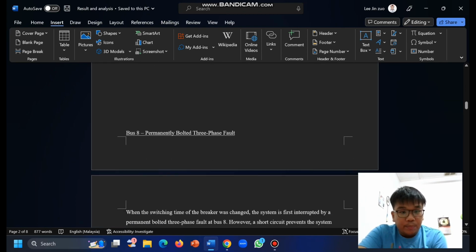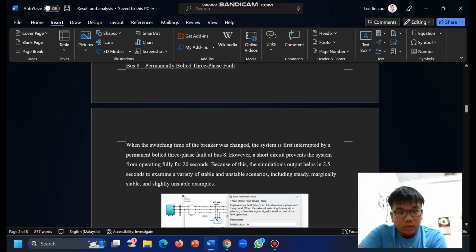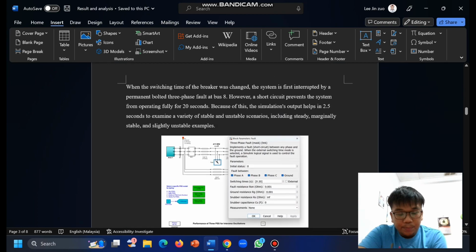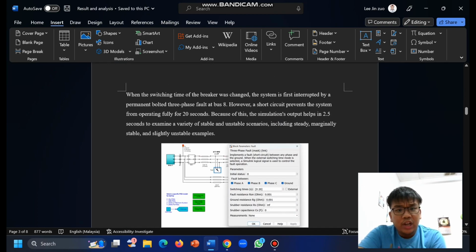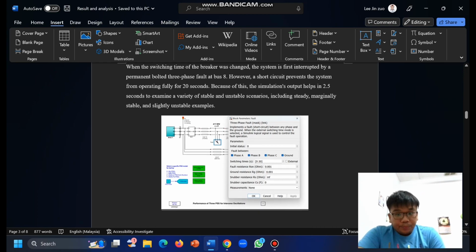And the next is the bus 8 permanent 3-phase fault. So here are the parameters. When the switching time of the breaker was changed, the system is first interrupted by a permanent 3-phase fault at bus 8, however a short circuit prevents the system from operating fully for 20 seconds. Because of this, the simulation output helps in 2.5 seconds to examine a variety of stable and unstable circumstances.